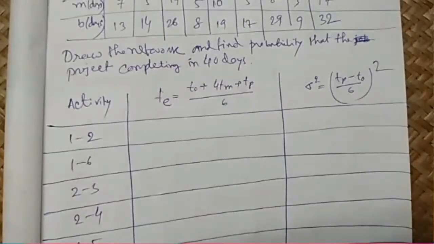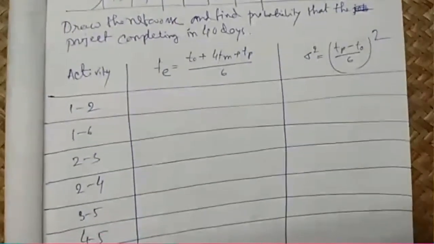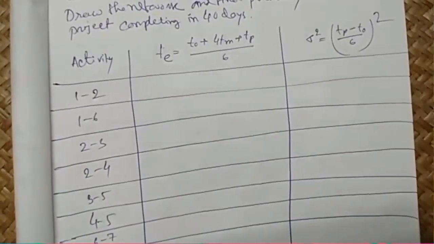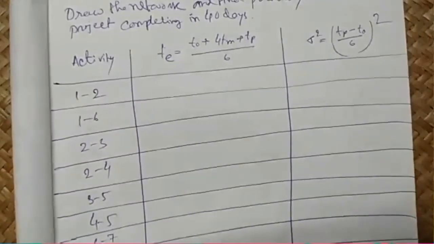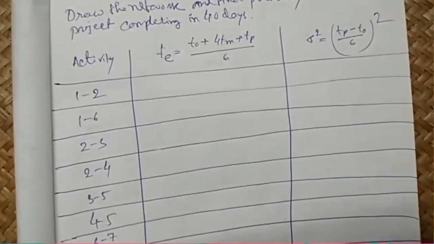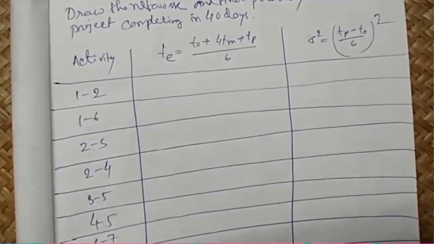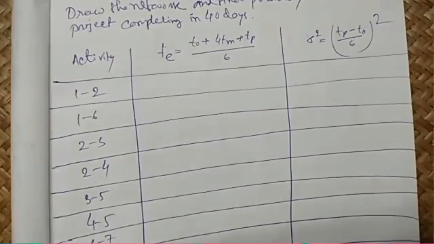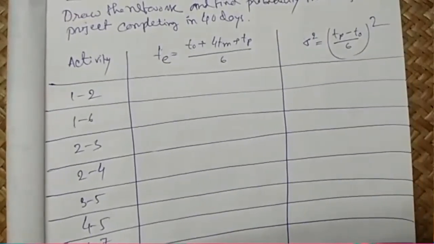Okay. So now after 4-5, 6-7, 5-8, 7-8. Now you have to find out the TEs. I think you can solve it by yourself. I'll just put the numbers here.